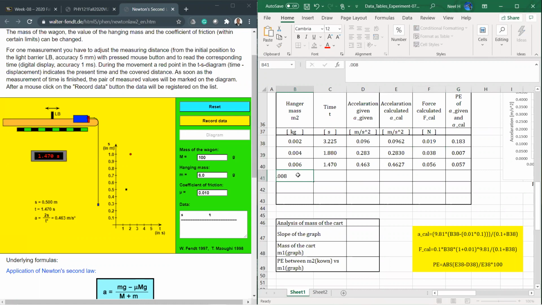Next, 0.008 of hanger mass. Reset. 8 gram of hanger mass, start. Time 1.254. And the acceleration 0.636. And these 3 values, you can even click them together. It will do the calculation still correctly.